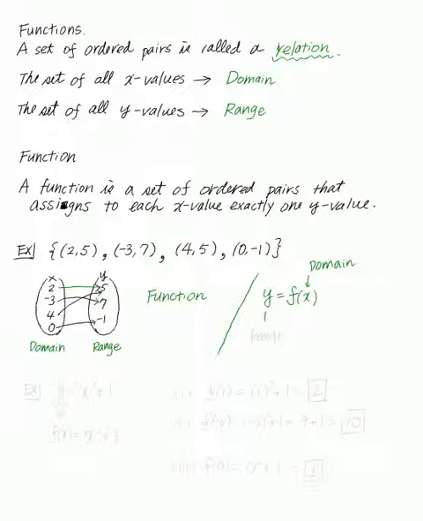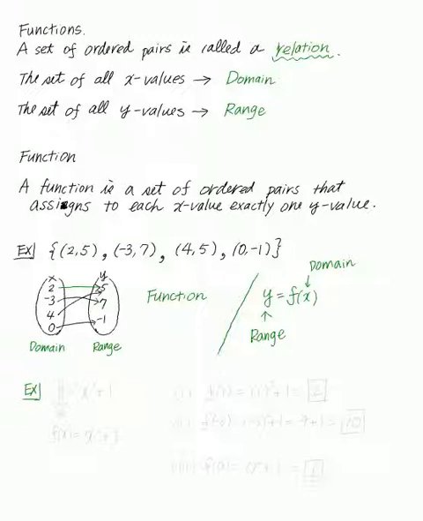So f of x, or f of 7, or f of a, whatever x value or domain value we choose, f is going to change it somehow. And after it changes it, that result is going to be a range value. Let's demonstrate this with an example.